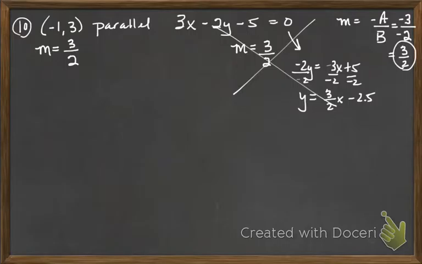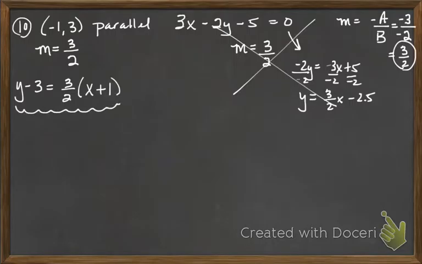Focus on the conditions that you have. We have a point and we have a slope. So we start to write our equation. That's going to be y minus 3 is equal to 3/2 times what? x plus 1, and this form is called point slope, and then they also wanted slope intercept. So we're going to do this one together since it has a fraction.